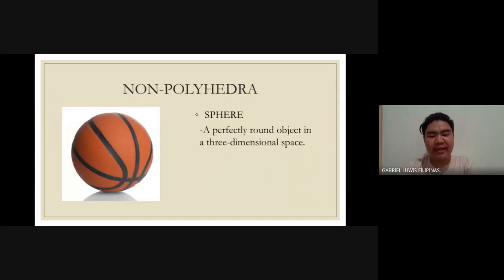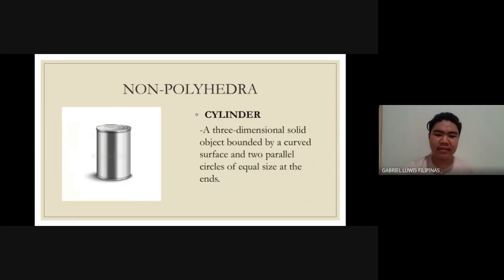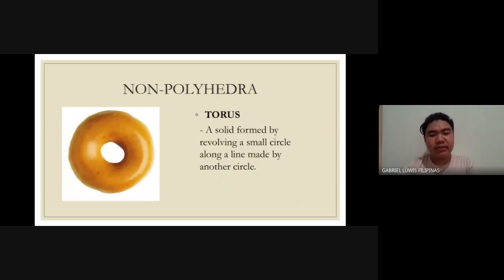In non-polyhedra, these are the examples. First is the sphere, a perfectly round object in a three-dimensional space. Second is the cylinder, a three-dimensional solid object bounded by a curved surface and two parallel circles of equal size at the ends. The torus, a solid formed by revolving a small circle along a line made by another circle.